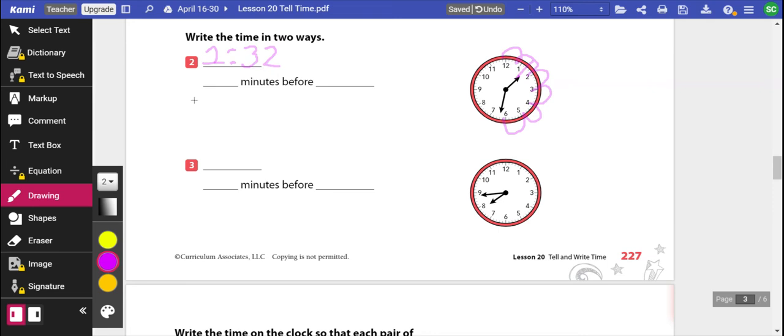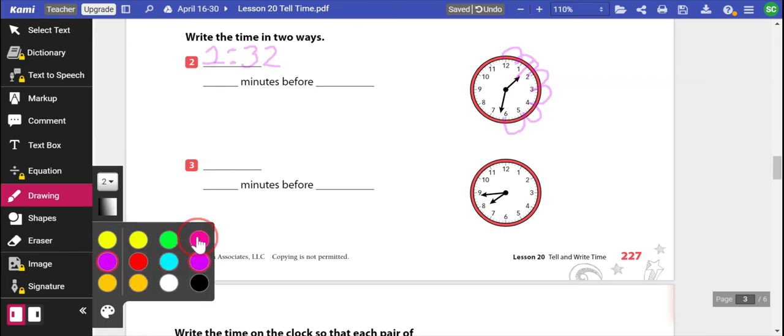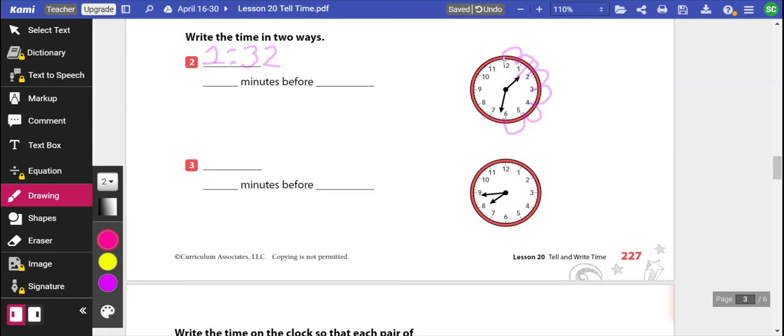And now another way to think about that is how many minutes before 2 o'clock it is, because we're not at the 2 yet. So if I do that, I'm going to count from this side. So I'd go 5, 10, 15, 20, 25, 26, 27, 28. 28 minutes before 2 o'clock. So there's the 2 ways that we can say that time.